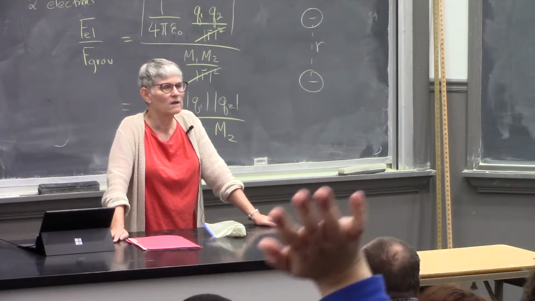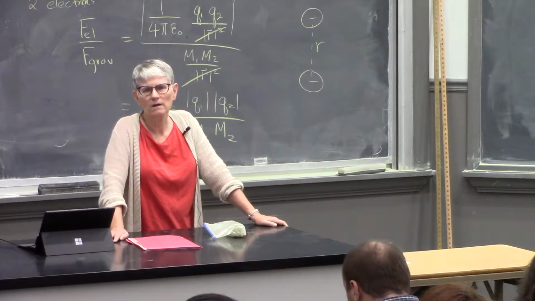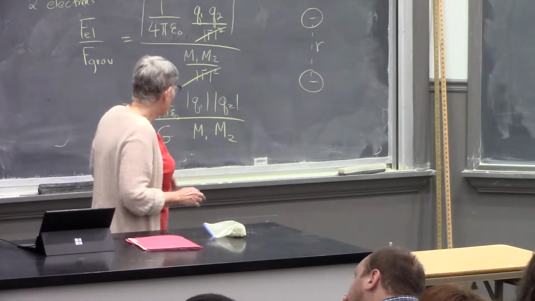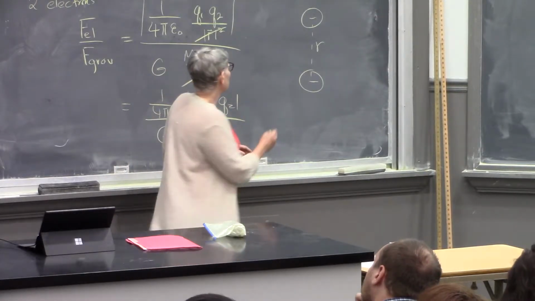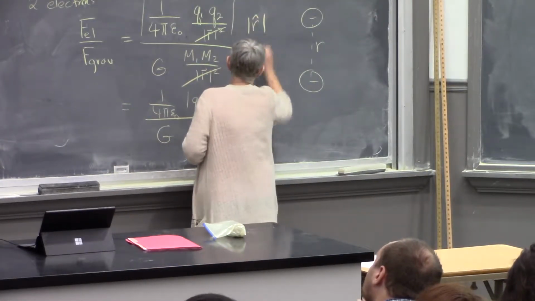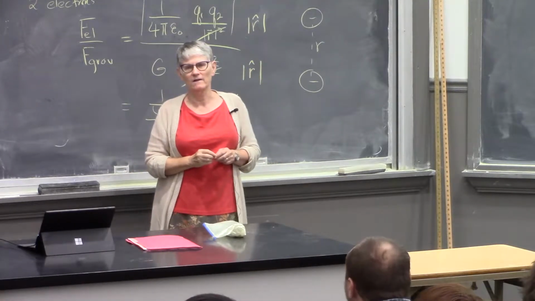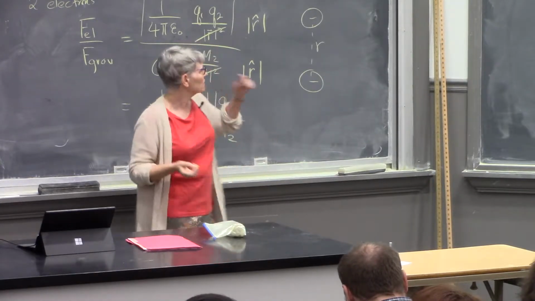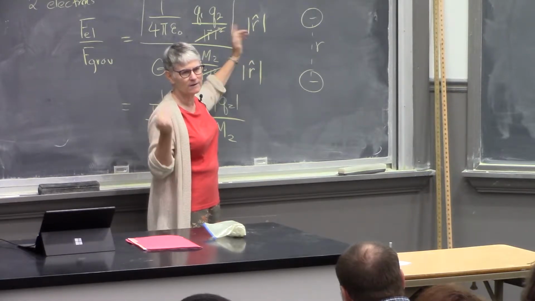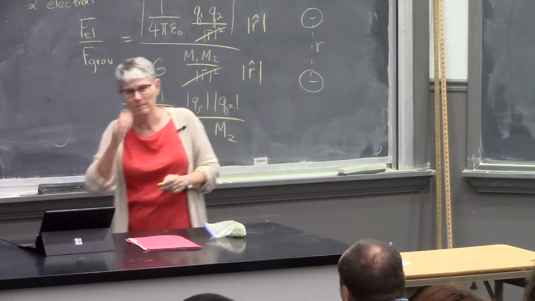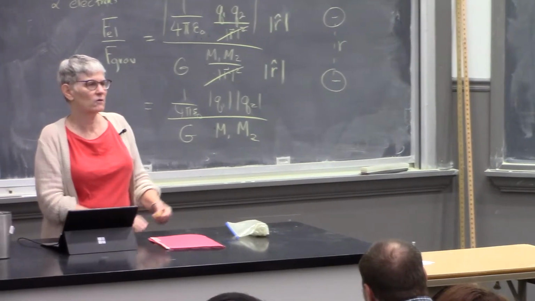Other comments? Yes? What is the R hat in the gravitational formula? Well, I was taking magnitudes, right? And so what's the magnitude of R hat? So I should multiply here by the magnitude of R hat, but what's the magnitude of R hat? It's 1, isn't it? So I just left that out because the magnitude of R hat is always going to be 1. Okay, those are great questions. Other questions?